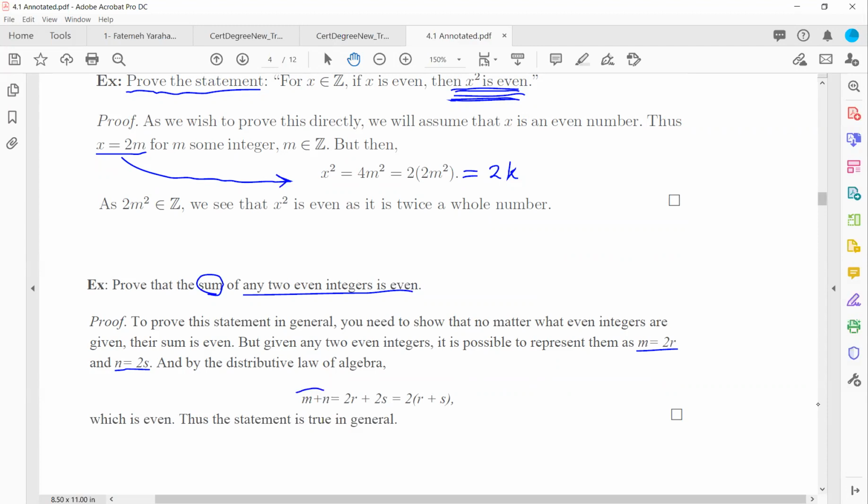So let us add them together, m plus n. m is 2r, n is 2s. You can factor out 2, and you can write it as 2 times a new integer k. The sum of two integers, r and s, is a new integer k. So based on the definition of an even integer, the sum of any two even integers is even as well. By using the direct definition, we prove this statement.